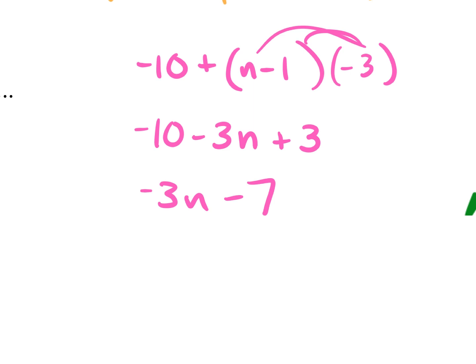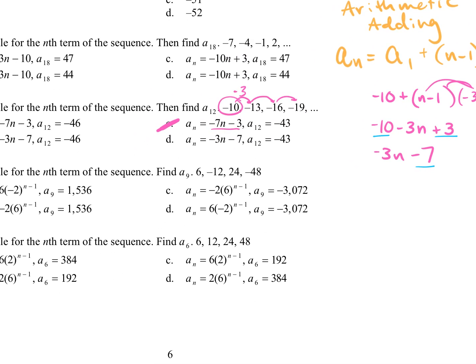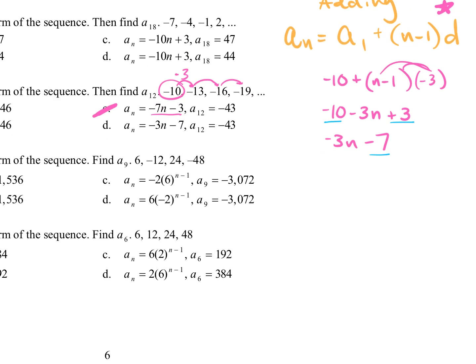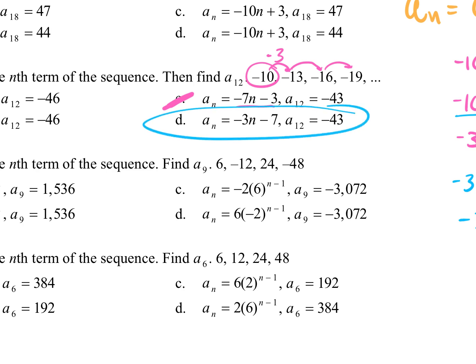So when we distribute the negative 3, then when we combine like terms, negative 10 plus 3 gives us negative 7. I just kind of switched the order. And then it asks us for the 12th term, so we could just plug 12 into n. So negative 3 times 12 minus 7. Negative 3 times 12 would be negative 36. Minus 7 would be negative 43. So that would be answer choice D.